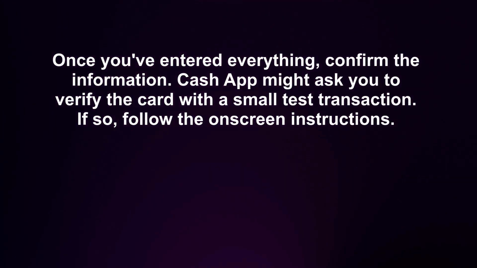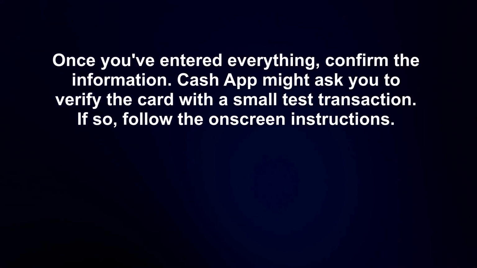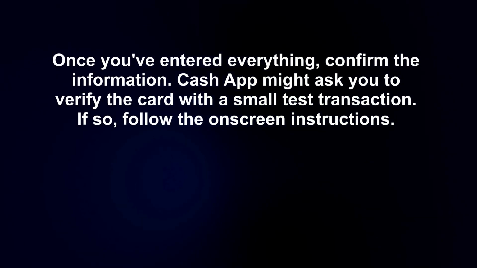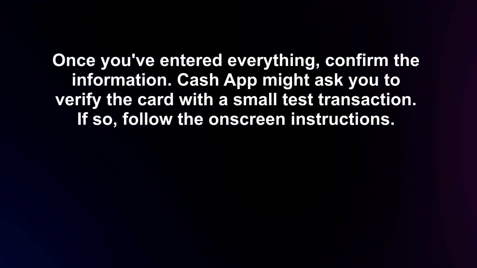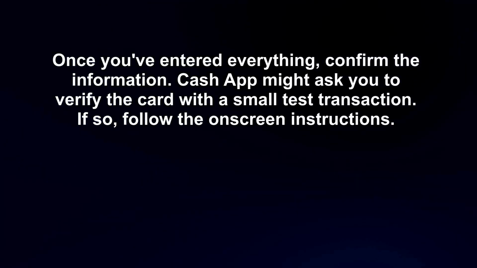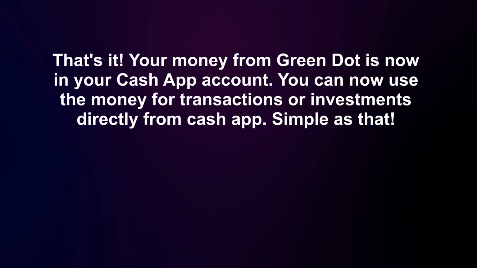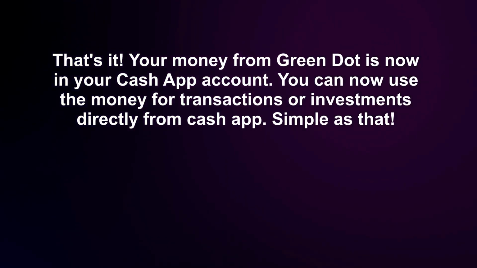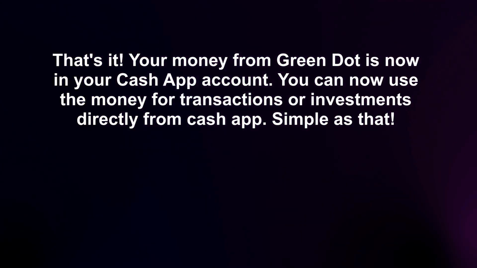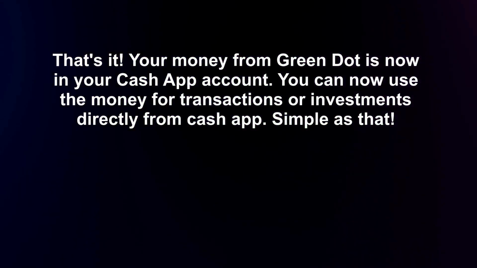Once you've entered everything, confirm the information. Cash App might ask you to verify the card with a small test transaction. If so, follow the on-screen instructions. That's it, your money from Greendot is now in your Cash App account. You can now use the money for transactions or investments directly from Cash App. Simple as that.